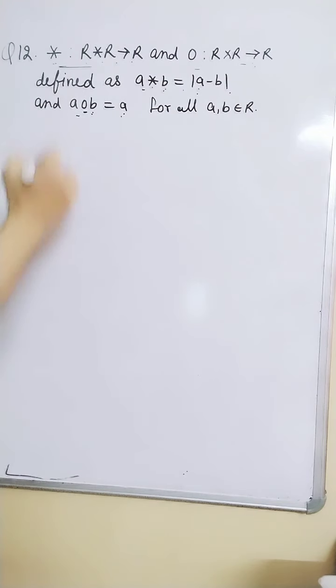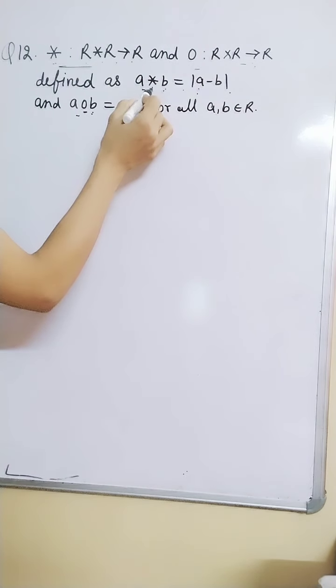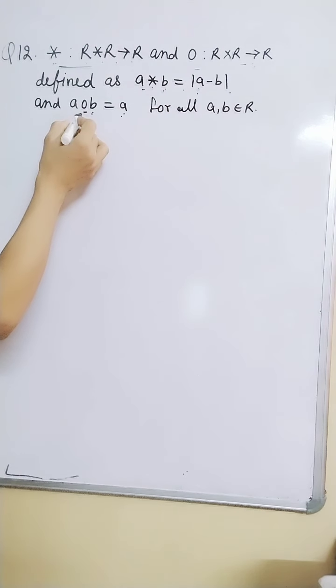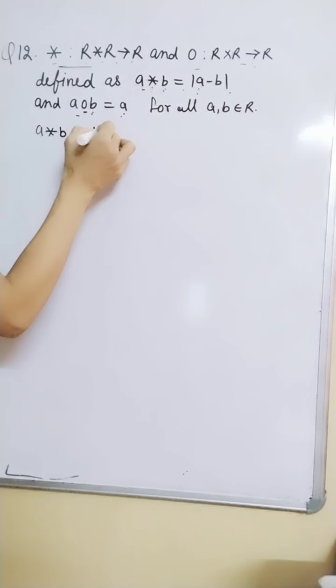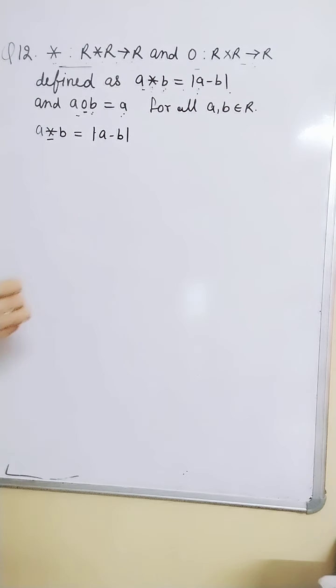Okay, so now let's solve this question. We have to prove that this operation is commutative but not associative, and this operation is associative but not commutative, right? So first we will solve this question. A operation B is equal to mod A minus B, right? First we will prove that this operation is commutative but it is not associative.